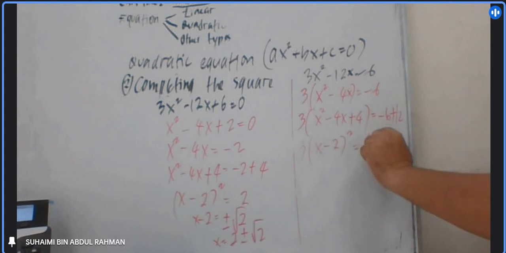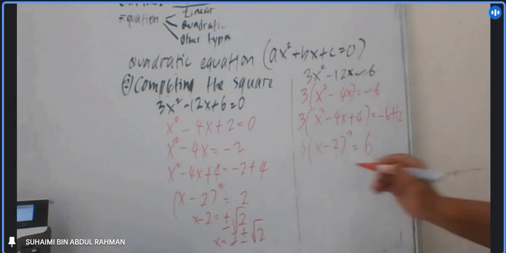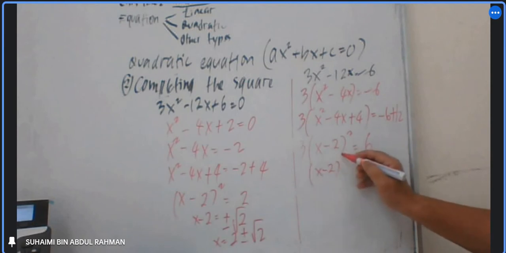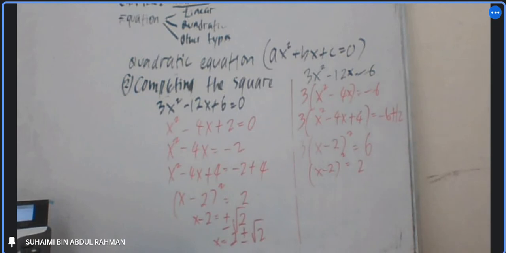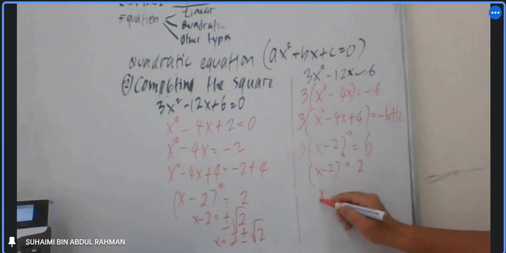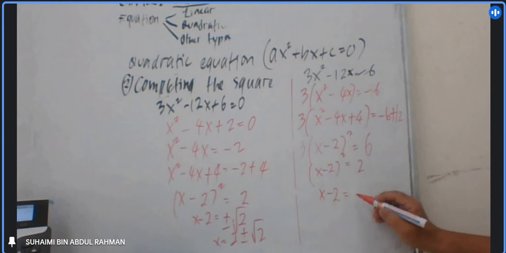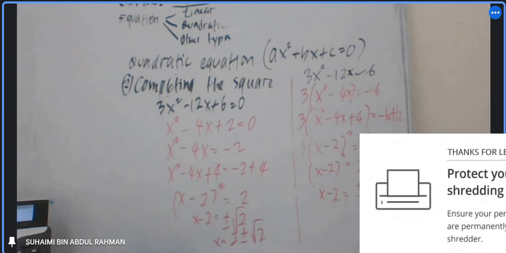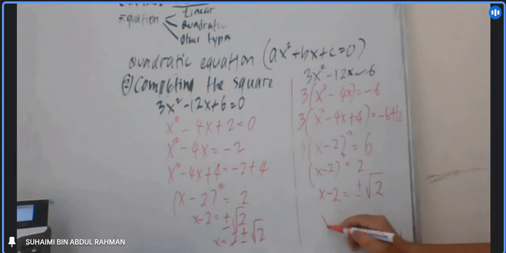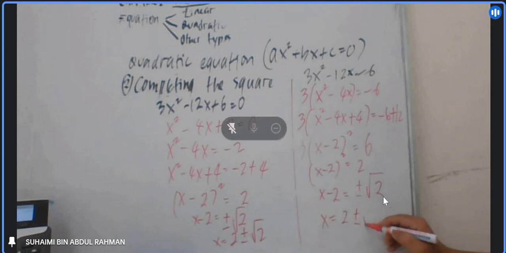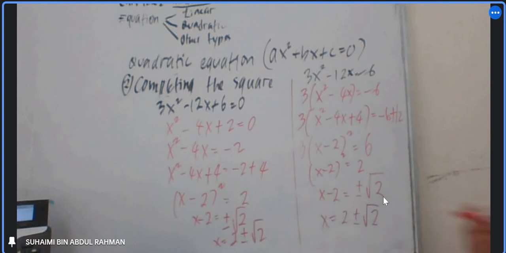x minus 2 square, so x minus 2 square equal to 2. x minus 2 only is plus minus square root of 2. x is 2 plus minus square root of 2.